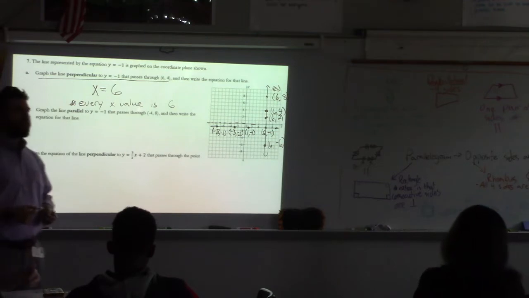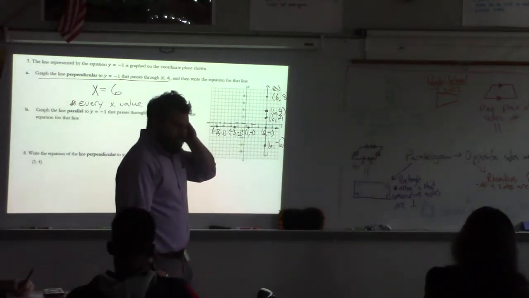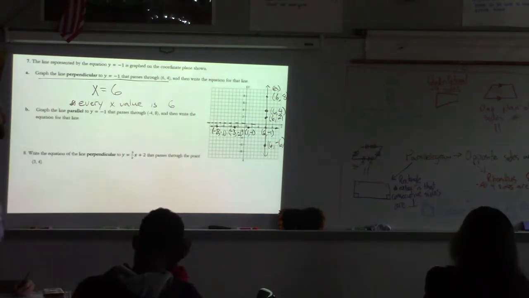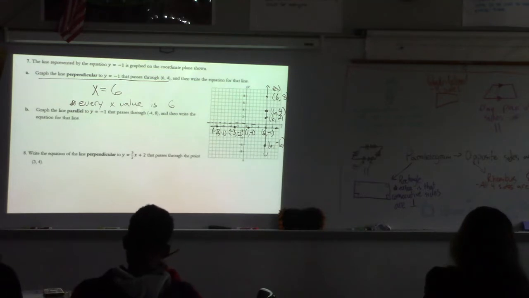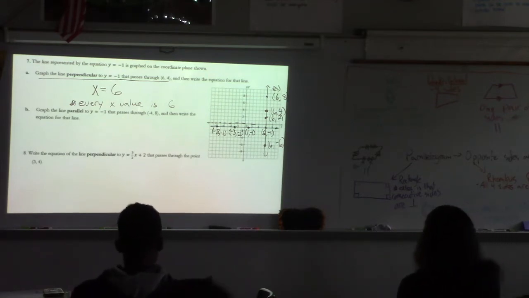Notice that's my justification. A lot of teachers teach to memorize these equations, and I used to struggle to remember the equations for horizontal and vertical lines, legitimately. And then I realized, oh, that vertical line, every x value is 6, so x is just equal to 6. That's all that means. Remember, I want something that makes that equation true, or an equation to represent all those points, x is equal to 6.